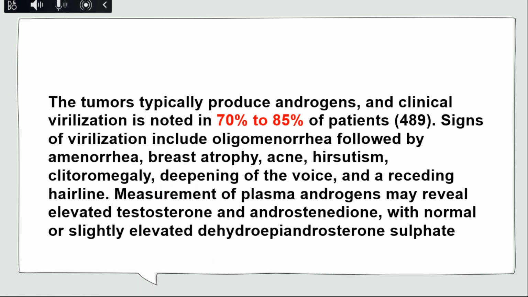These tumors typically produce androgens, and clinically there is virilization in about 70 to 85% of cases. So the signs of virilization, as I already mentioned, include a few more like oligomenorrhea, breast atrophy, acne, hirsutism, clitoromegaly, deepening of the voice, and a receding hairline, that is baldness. And measurement of plasma androgens may reveal elevated testosterone and androstenedione.